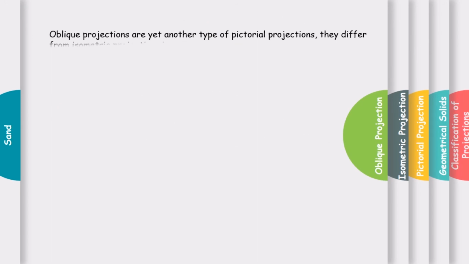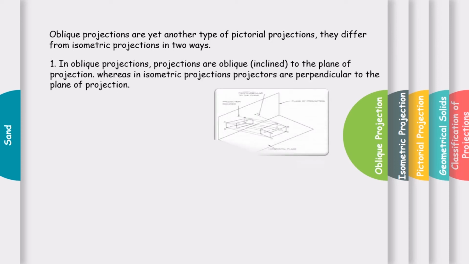Oblique projection. Oblique projections are yet another type of pictorial projection. They differ from isometric projections in two ways. First, in oblique projections, the projectors are oblique, inclined to the plane of projection, whereas in isometric projections, projectors are perpendicular to the plane of projection, as shown in the image below.